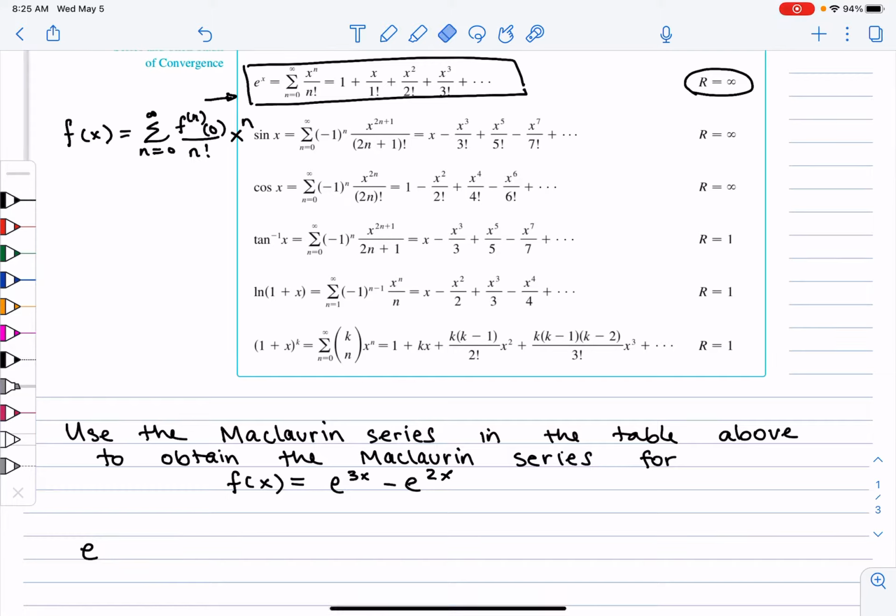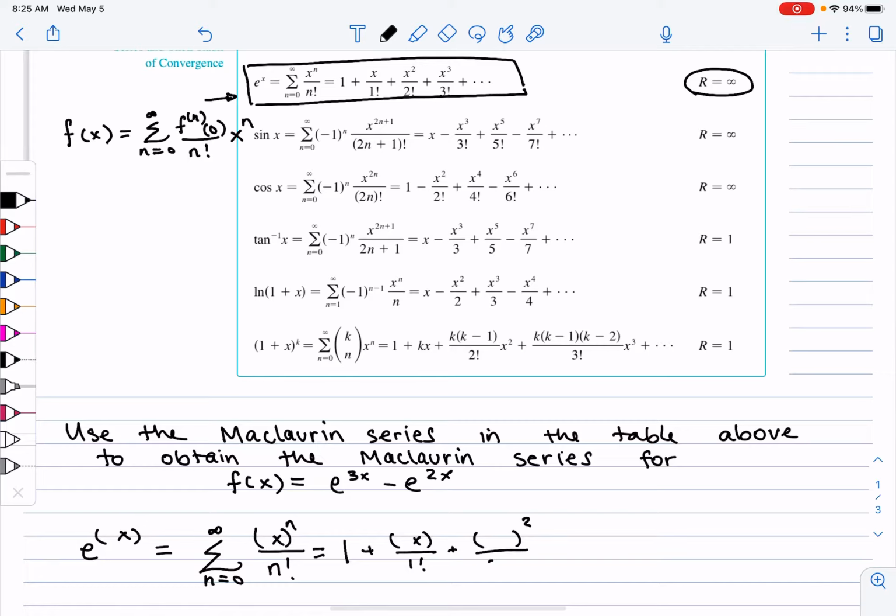Let's begin with e to the x really quick. So e to the x is equal to, again based on the table, sigma as n goes from 0 to infinity, x to the nth power over n factorial. And if we were to expand this, we know we have 1 plus x over 1 factorial plus x squared over 2 factorial plus x to the third power over 3 factorial, and then the idea will continue.